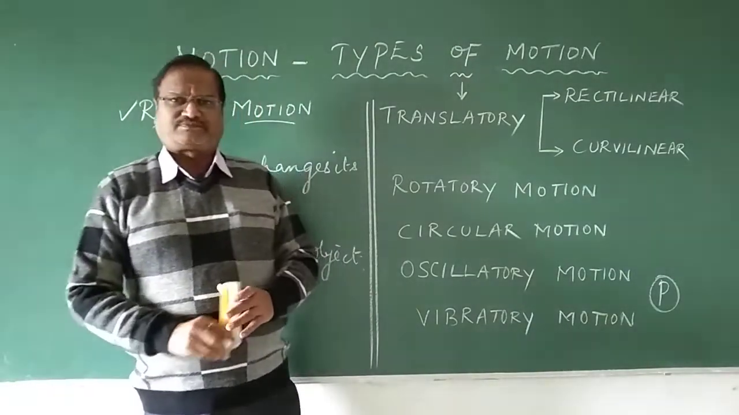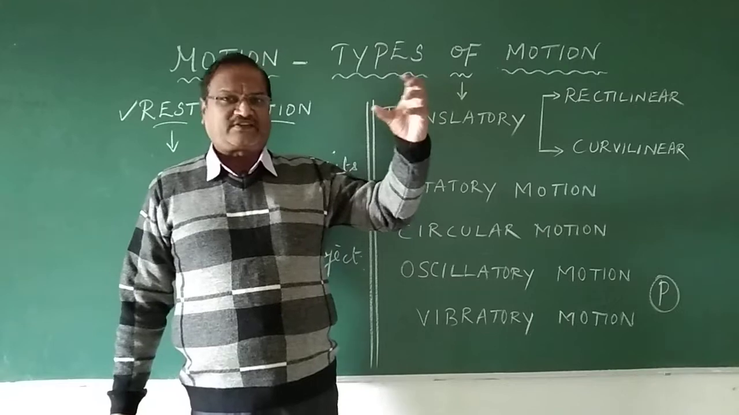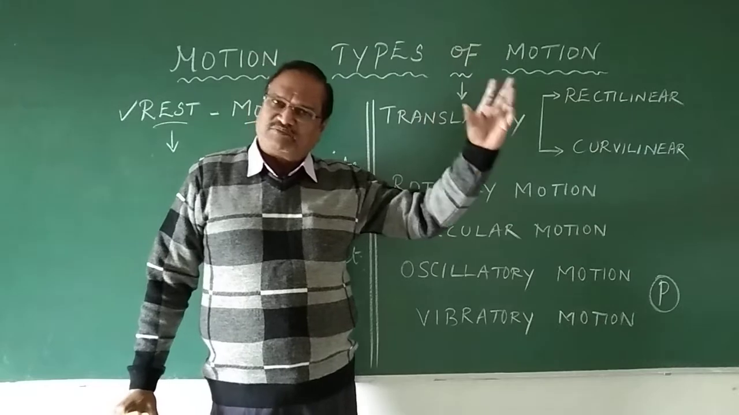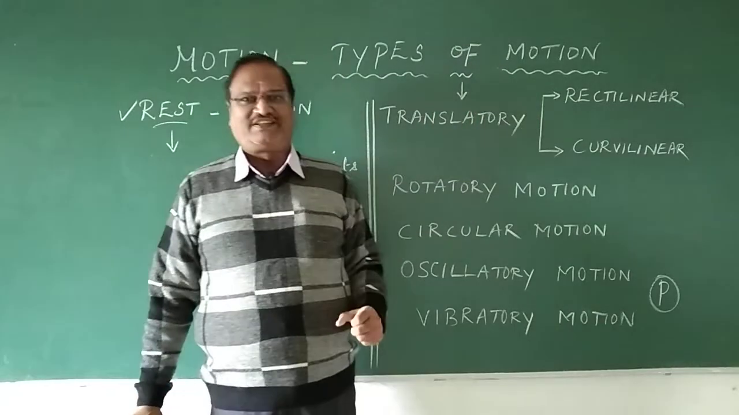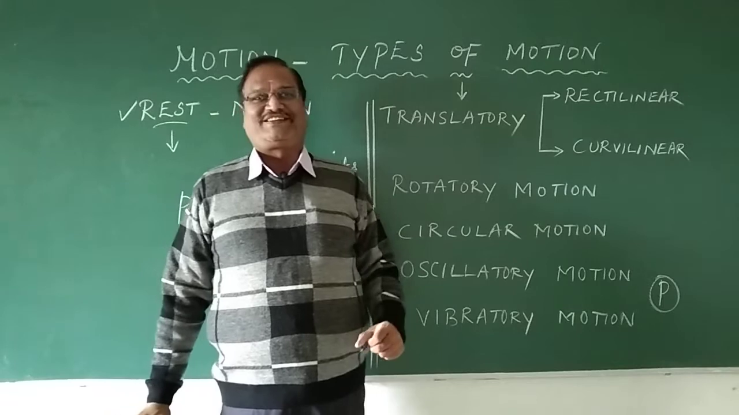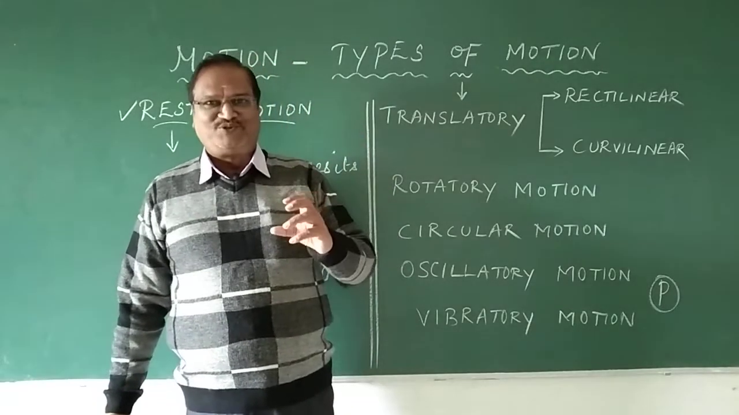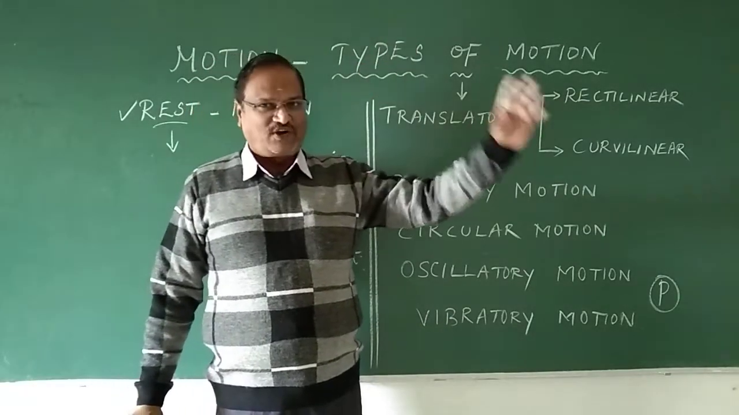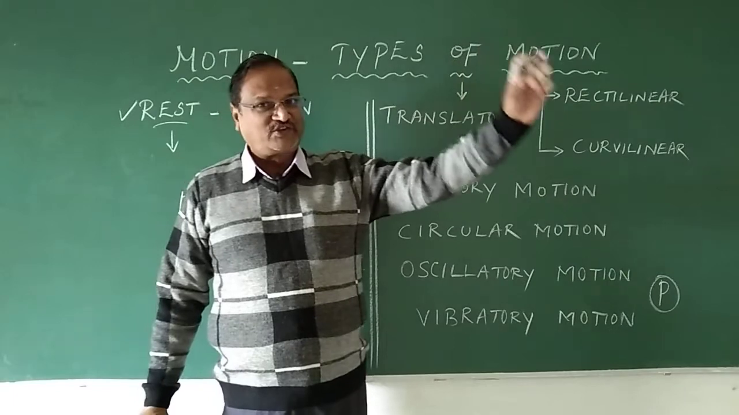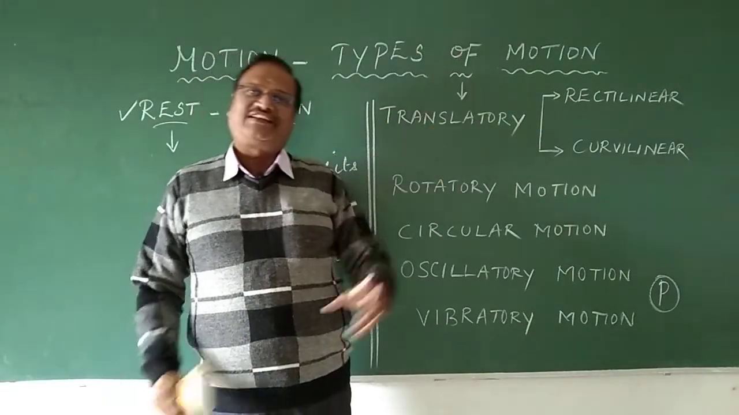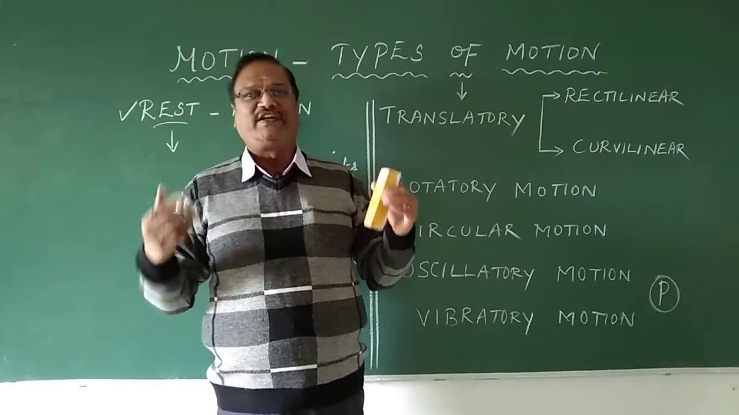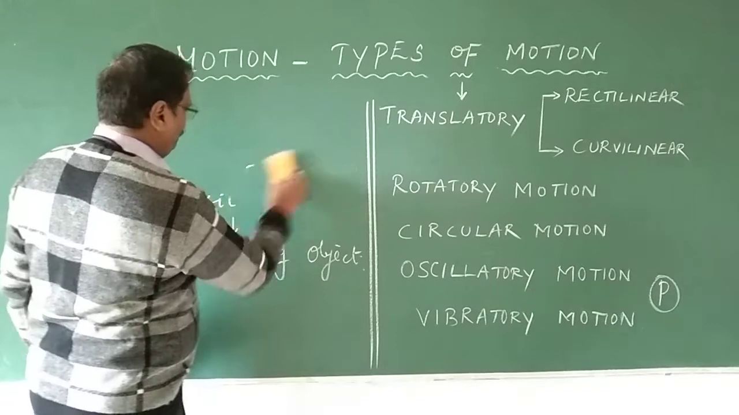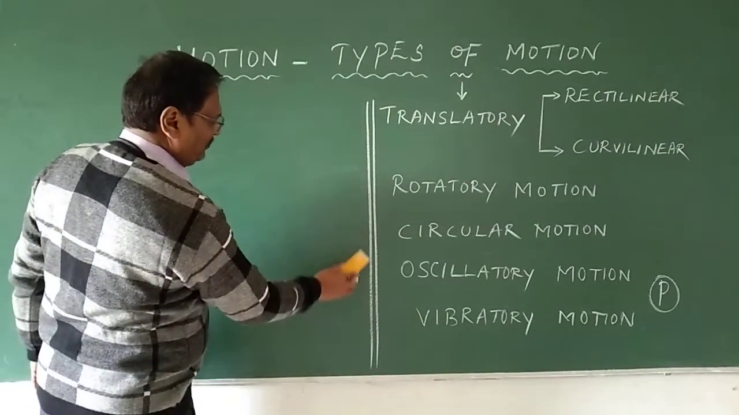For example, Earth is revolving around the sun. So, is Earth a moving object or a stationary object? It is a moving object. Look at the moon. Moon is revolving around the Earth. Earth is revolving around the sun, and the moon is revolving around the Earth. And the moon is also a moving object. Okay, so I am sure you are clear about motion and rest.